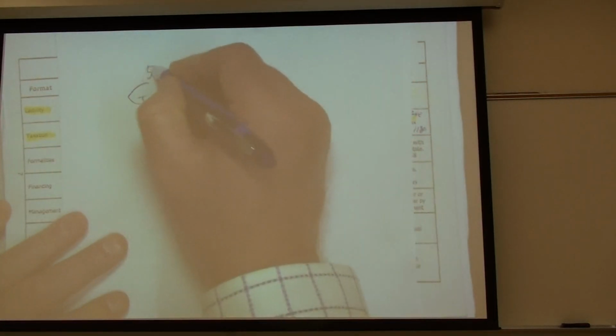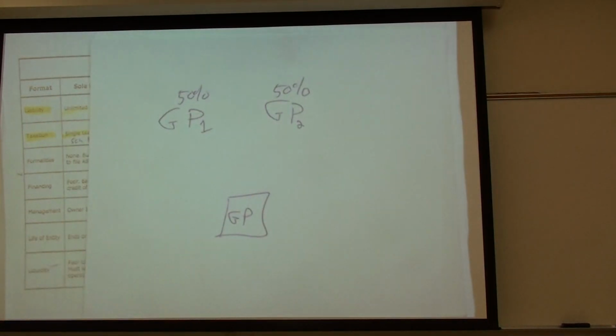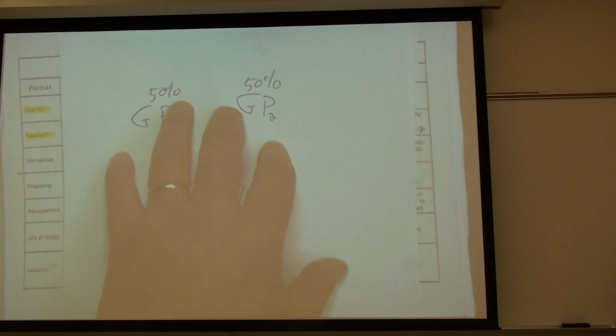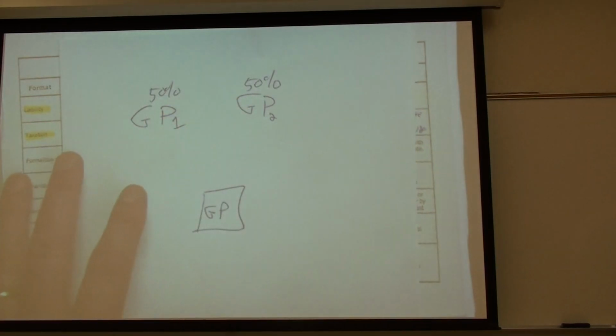So assume they're each 50% owner. Okay, so in a general partnership, again, there's no liability barrier between the business and the individual owner's assets. You are fully responsible and potentially face liability for any actions arising out of the partnership.